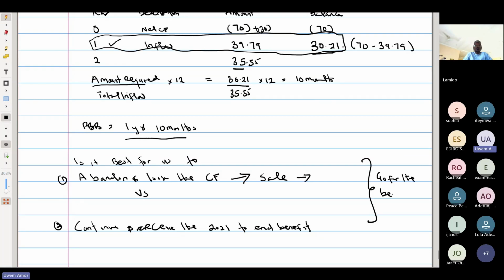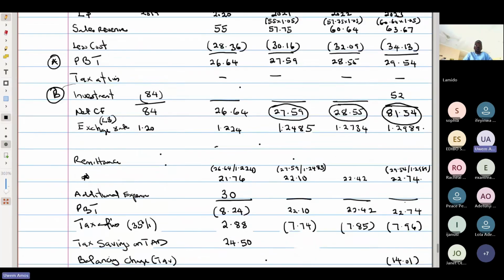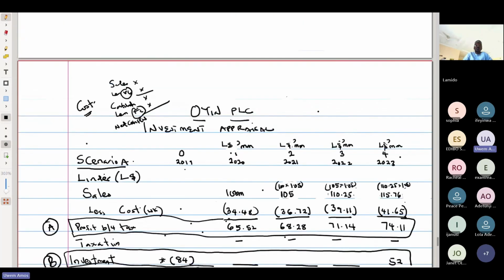So we're going to go for the option that is better. That's what we will do. We'll go for the option that is better for us. So let's now determine, if we choose to abandon the project and we decide to sell the asset immediately, what are we going to get? Let's go to our question and see what we're going to get. We choose to abandon, what are we going to get?